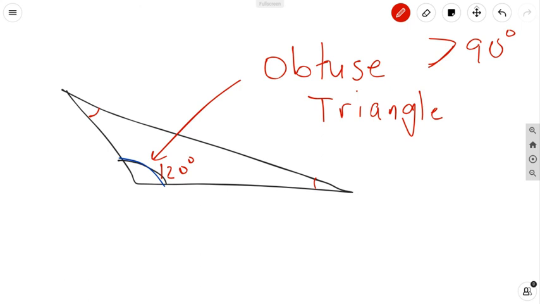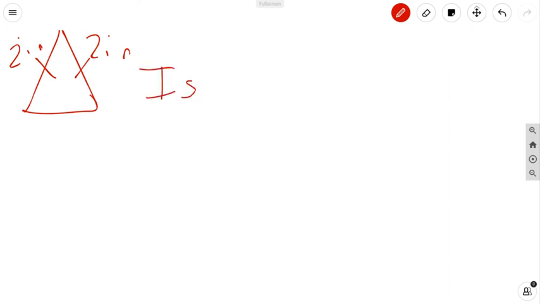So you can have an acute triangle, you can have an obtuse triangle, you can have a right triangle. And then when you name them by their sides, it's a little bit different, a little more fancy. You can have a triangle that has two sides that are the same length, let's say 2 inches and 2 inches. We call that an isosceles triangle. An isosceles triangle has two sides that are equal.